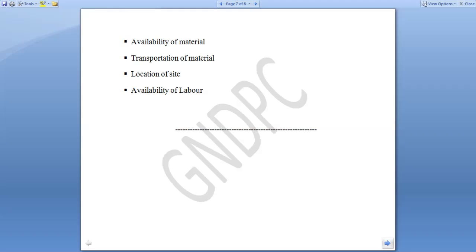And the last one is availability of labor. Now, unskilled or semi-skilled local laborers at daily wages will obviously be an economical choice, and they should be considered before preparation of the estimate. Availability of labor locally will be quite cheaper in comparison to the one we consider from outside.